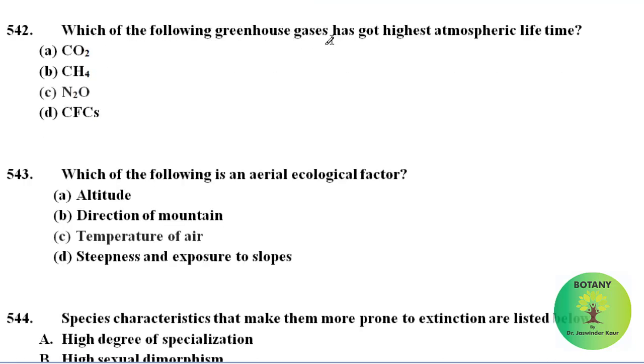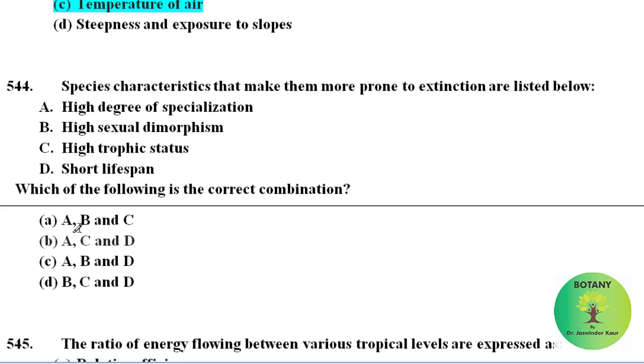Which of the following greenhouse gases has got highest atmospheric lifetime? Among these, the greenhouse gas that has got the highest atmospheric lifetime is the N2O, that is nitrous oxide. Its lifespan is about 114 years. Which of the following is an aerial ecological factor? Among these, temperature of air is the aerial ecological factor.